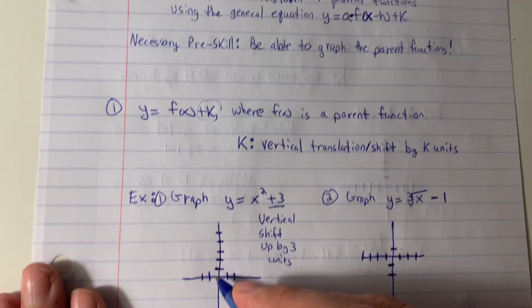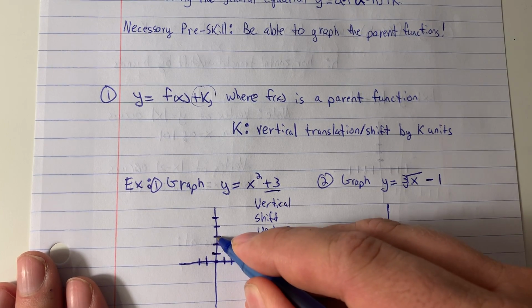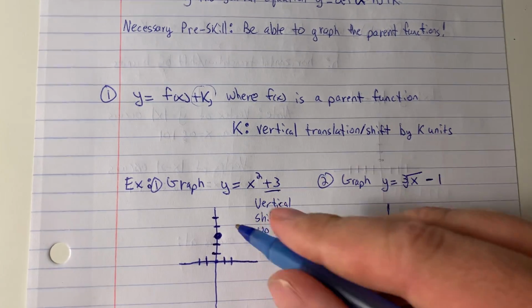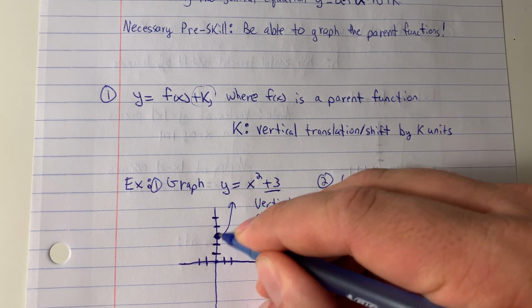So we're going to take our key point, which was at 0, 0 in the parent function, and shift it up by 3 units. And because this is where the vertex of the new parabola is going to be, I can just make my parabola from there.